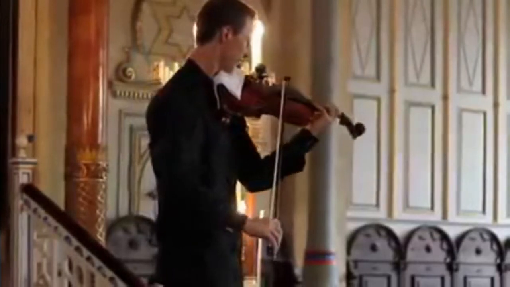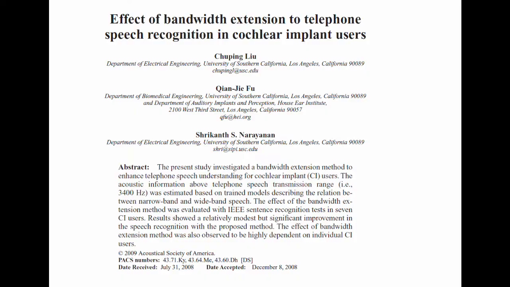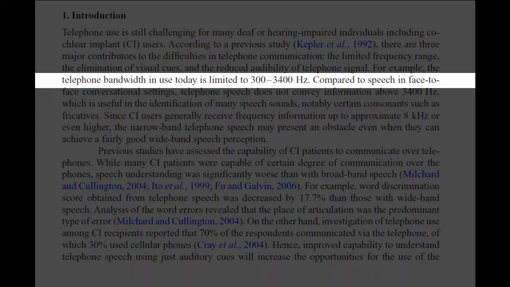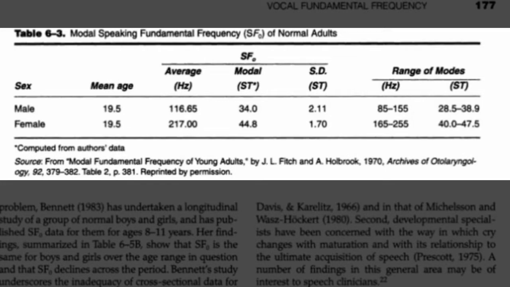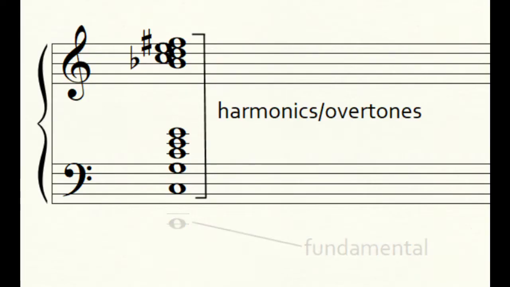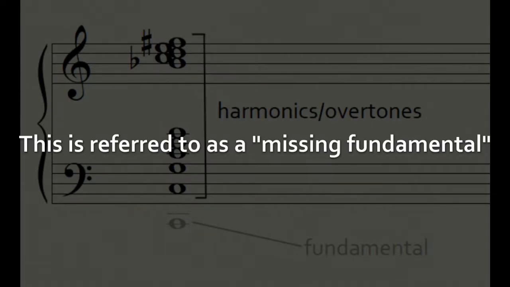For example, the bandwidth in use in telephony, according to Liu, Fu and Narayanan in 2009, is 300 to 3400 Hz, whereas a study by Ronald J. Bacon suggests the average speaking range for an adult male would be between 85 to 155 Hz. This means that in some situations, on some telephony systems, we might not even hear the fundamental frequency, just the harmonics, which we would then use to predict the fundamental frequency, meaning that whilst we wouldn't hear the fundamental frequency, our ears would be tricked into thinking that we were.